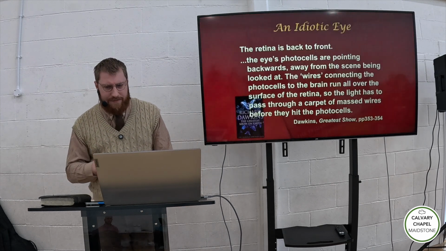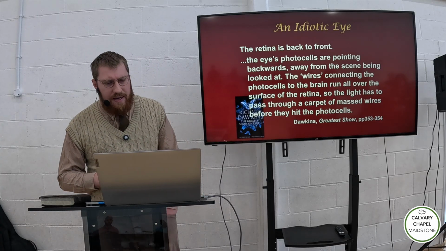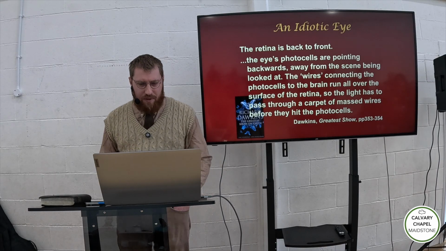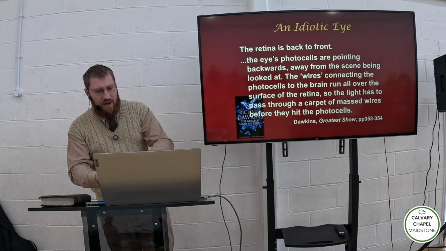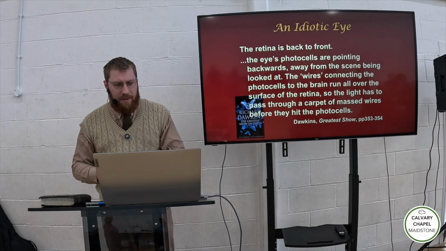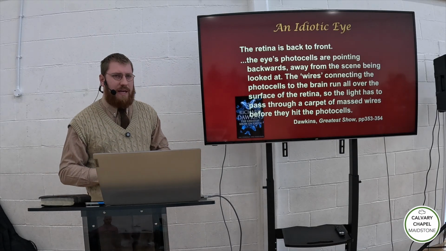But he says this: the retina is back to front. He says the eye's photocells are pointing backwards, away from the scene being looked at. The wires connecting the photocells run to the brain all over the surface of the retina, so light has to pass through a carpet of masked wires before they hit the photocells.